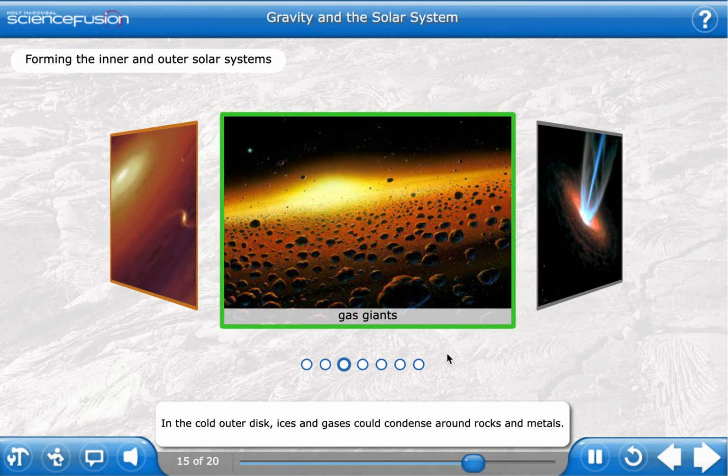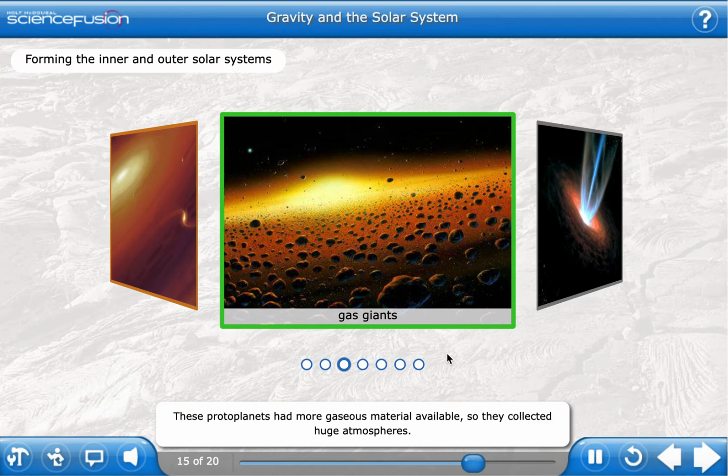In the cold outer disk, ices and gases could condense around rocks and metals. Gas giant protoplanets formed. These protoplanets had more gaseous material available, so they collected huge atmospheres.